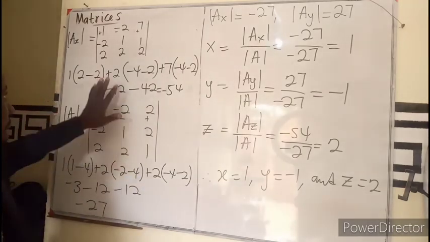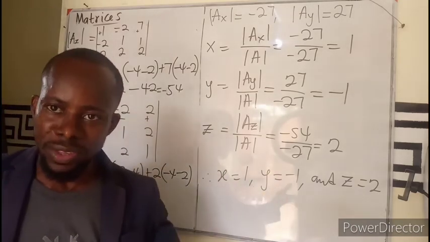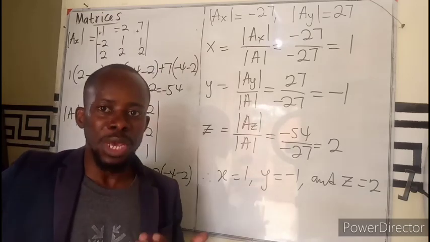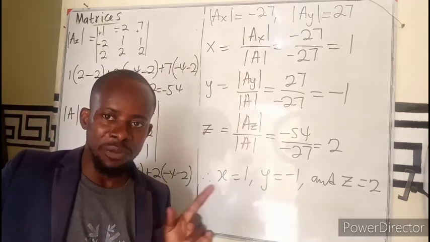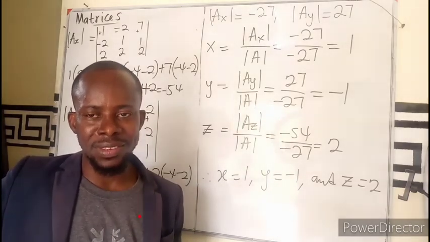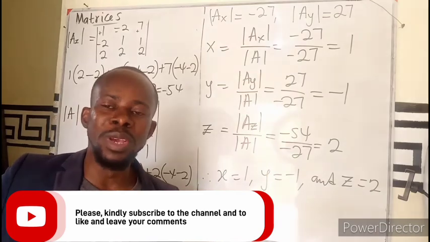So using Cramer's rule to solve a simultaneous equation involving 3 variables is possible. It's possible following the steps one by one. The video might be long, but please take your time and follow step by step. You should be able to do it.